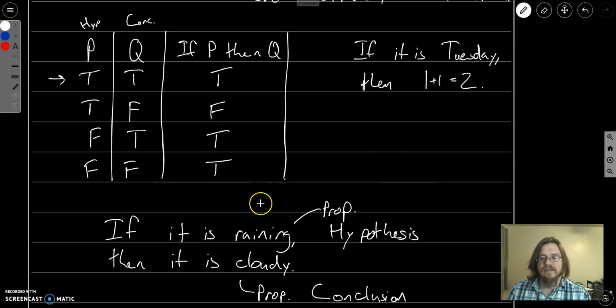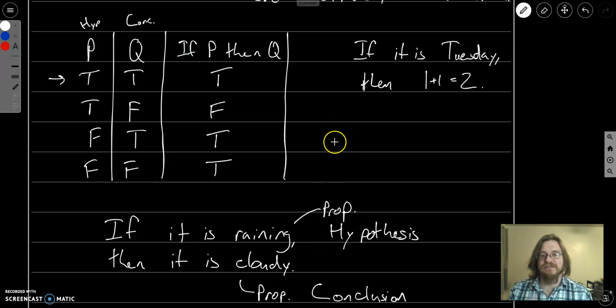I think the best way to understand why these are also true is, if the hypothesis is false, then we have no information. If it's not Tuesday, we don't have information about our conclusion. Down here, if it's raining, then it's cloudy. If you go out and it's not raining, well, this statement doesn't say it should be cloudy or should not be cloudy. This statement doesn't say anything. This statement only gives information when it is raining. So if we have no information, we can't prove it false, so it must be true.